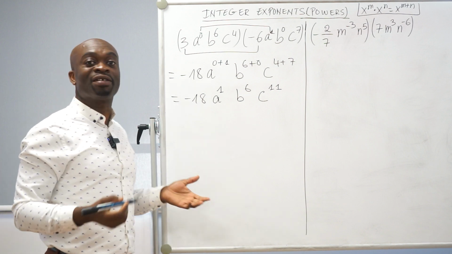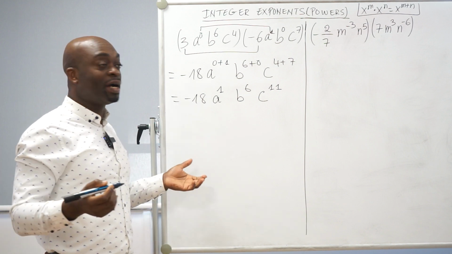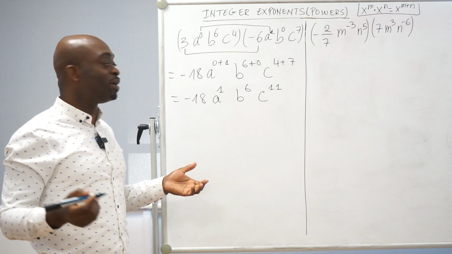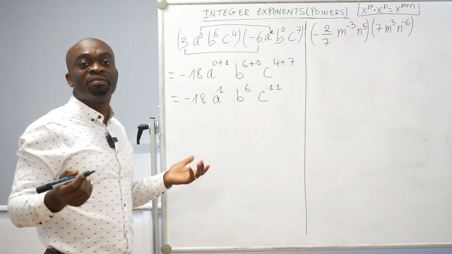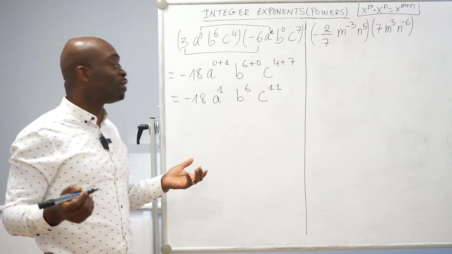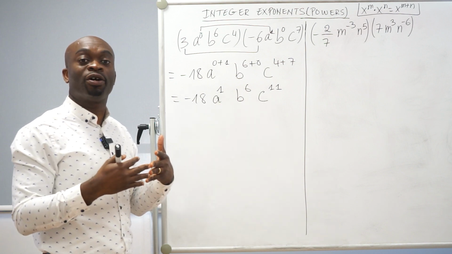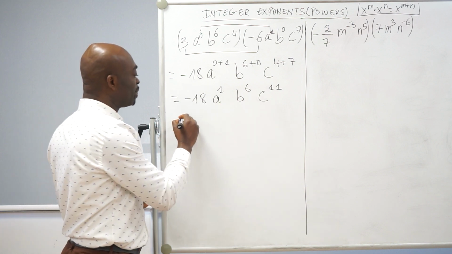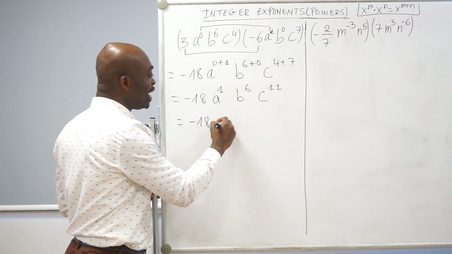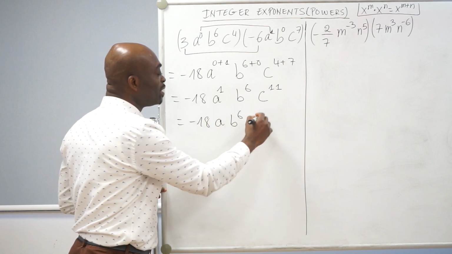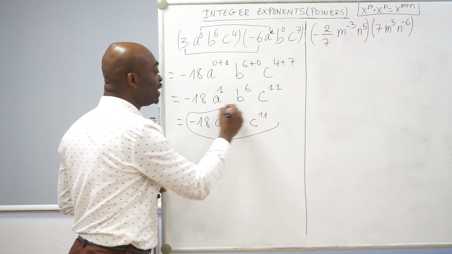Now, is there anything else that we can do about this one here? Not pretty much, because negative 18, there's no number to combine with. A is by itself, B is by itself, C is by itself. They all are part of an expression that we have here. So it's negative 18, A, B 6, C 11. And then you are finished.